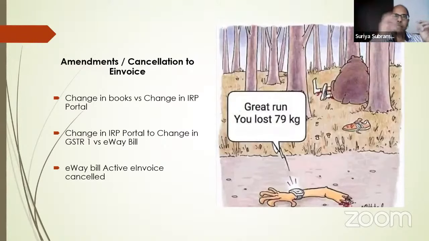If you cancel the invoice in your books, it will get cancelled in the IRP portal also. However, if you have passed the window of 24 hours, then you can cancel only in your books, and make sure that in your GSTR1 you delete that invoice. Also be careful that you cannot have an active e-waybill. So before cancelling the invoice, you should cancel the e-waybill also.